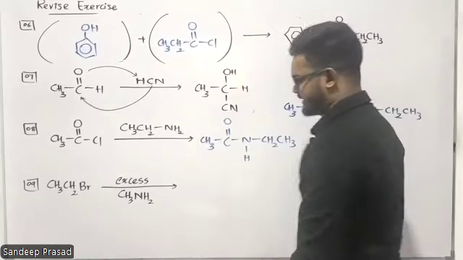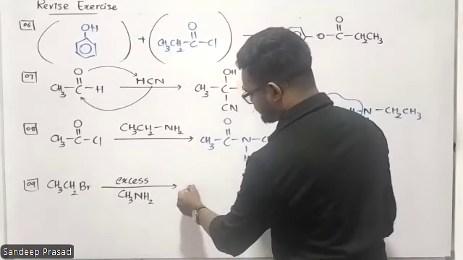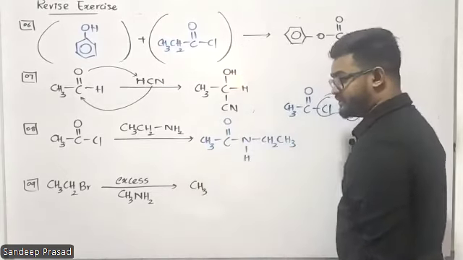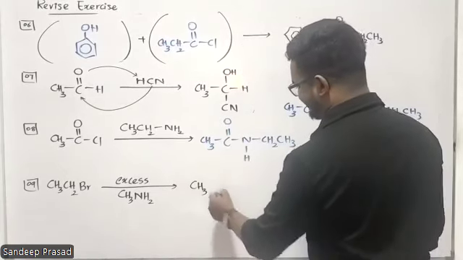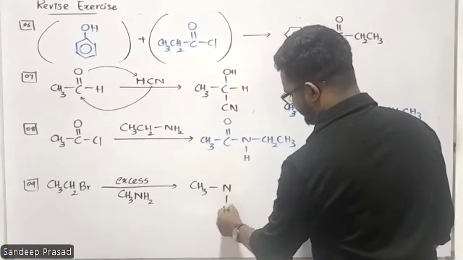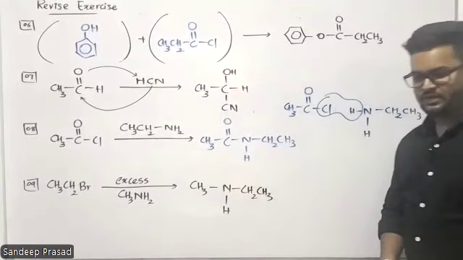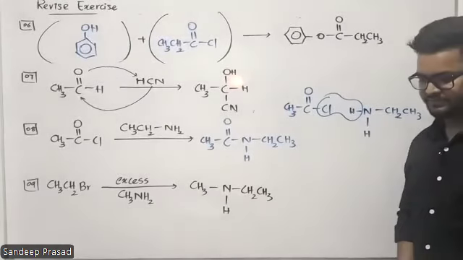So we can say that here one of the hydrogens is eliminated with the bromine atom in the alkyl halide. Then it is producing CH3NHCH2CH3, this kind of a product. Okay, number 9.